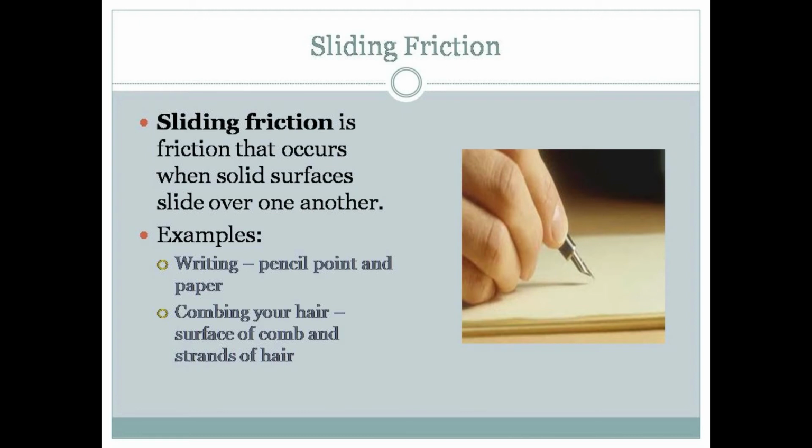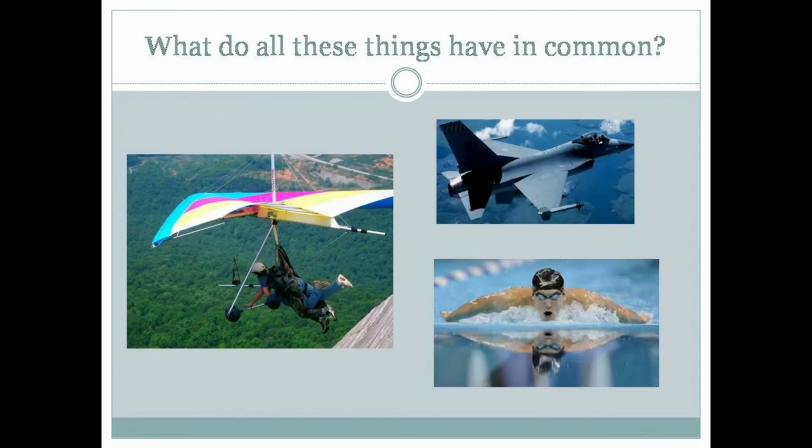Those are examples of sliding friction. Sliding friction is friction that occurs when solid surfaces slide over one another. Examples: in writing, we use pencil point and paper. In combing your hair, we use the surface of the comb and strands of hair. What do all these things have in common?